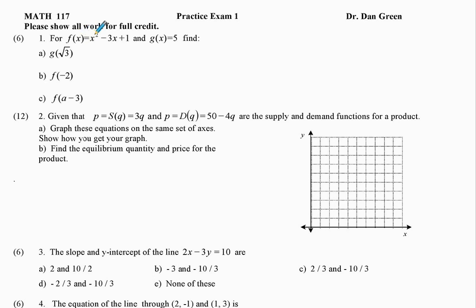F of x is x squared minus 3x plus 1, and g of x is 5. So g is a constant function. There's no place to input x, so whatever the x value is in here, the output is always 5. So first off, in part A, they want us to evaluate g at the square root of 3. Well, again, since there's no place to plug that x in, g of square root of 3 is just going to be 5. Okay, so there's no x to plug in here.